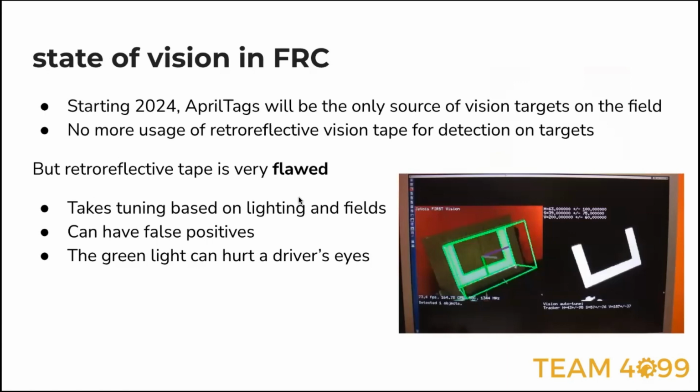Okay. So right now within FRC, Apriltags will be your only source of vision targets on the field. There's going to be no more use of retroreflective tape for any detection on targets. And this is actually pretty good because retroreflective tape in theory is really flawed. There's a lot of tuning that's necessary between fields because the lighting changes between fields. Also, there's a lot of false positive detections based on other shiny objects within your camera field, as well as the green light that shines off a lot of our vision tape, and a lot of our retroreflective devices can hurt drivers' eyes if that tape is really close to the driver area.